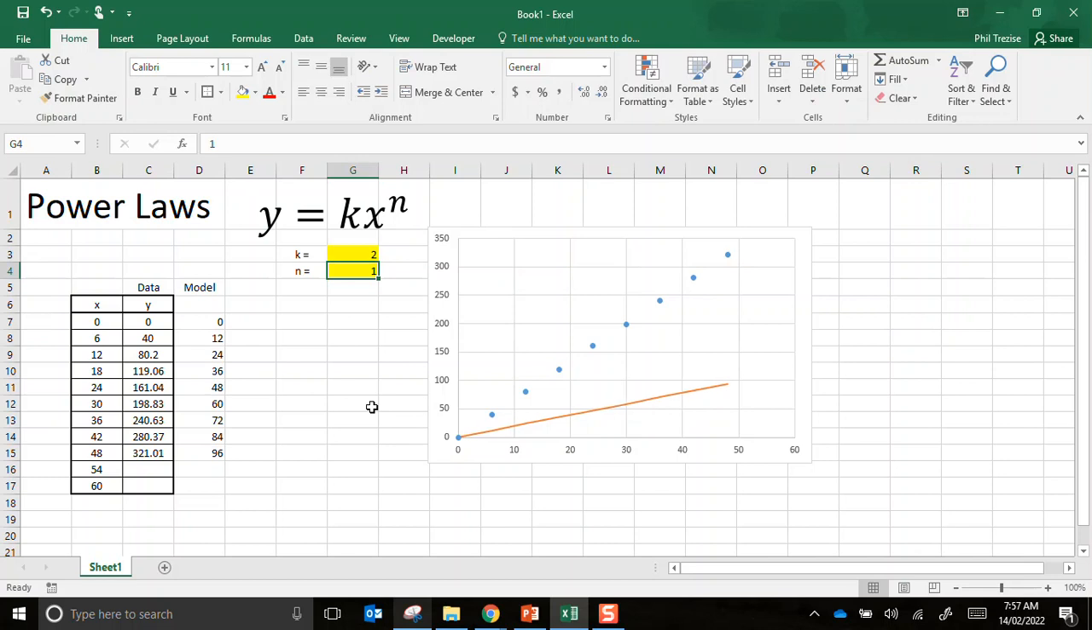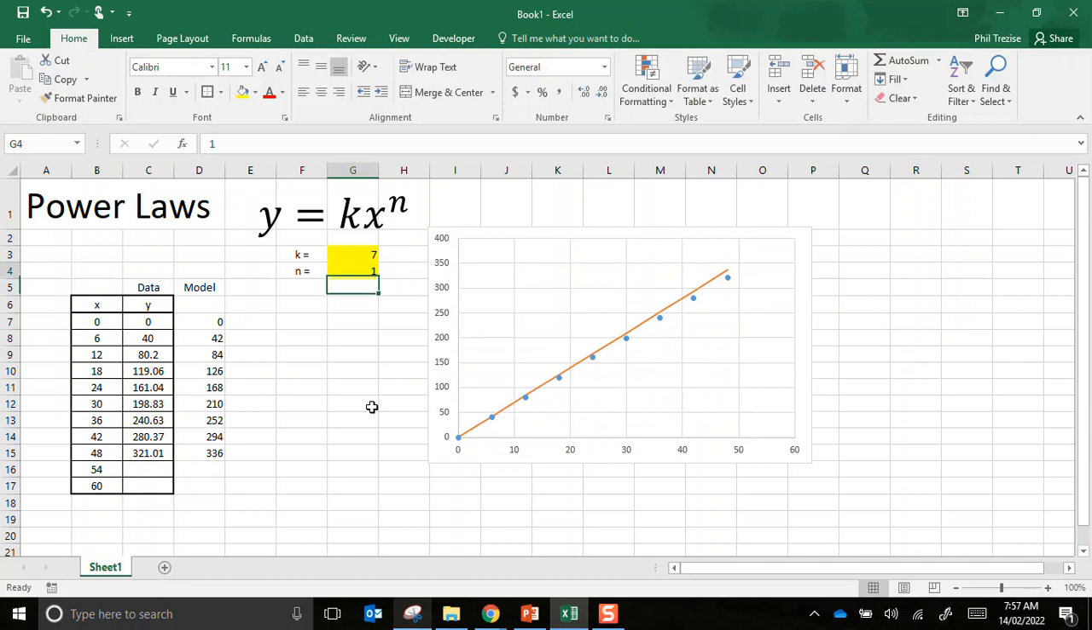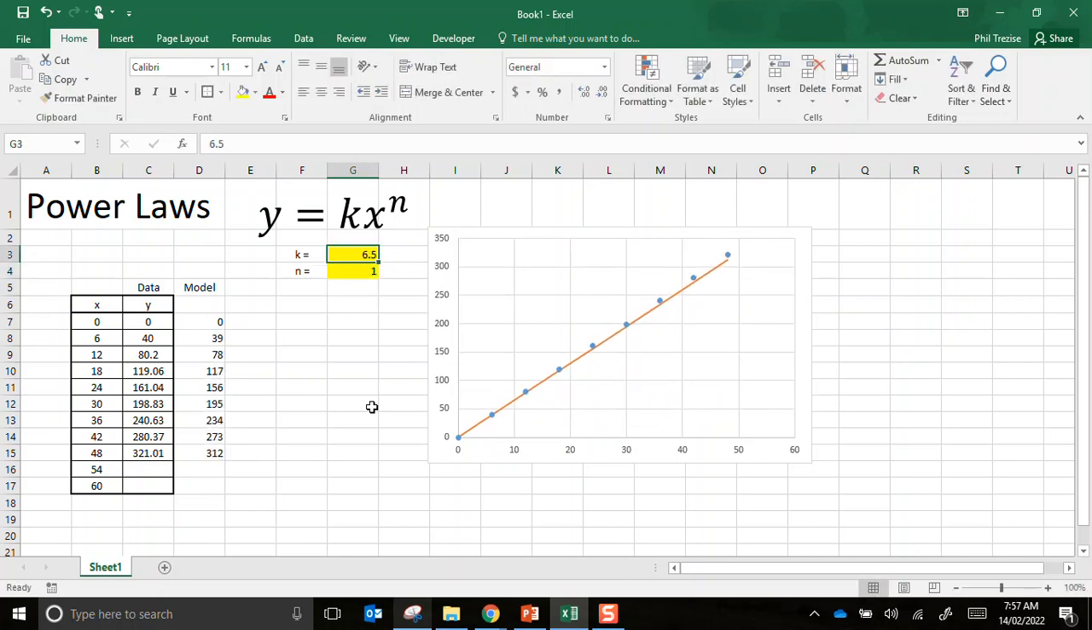So let's try 2. Not enough. Let's jump to 5. Close. Let's go to 7. Just a bit too much. Maybe 6.5. Just a bit under. So it's between 6.5 and 7. Let's try 6.7. And I don't think that's very bad. I think that's quite good. That orange line, which is my model, seems to be almost a perfect match for the blue data points.